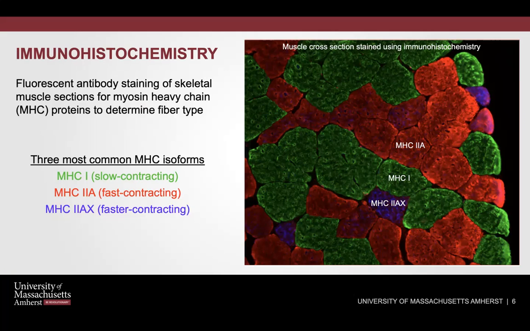The most common isoforms found included MHC1, which are depicted in green here, and these are the slow contracting proteins. MHC2A fibers are faster contracting and are depicted in red here. Even faster contracting are MHC2A2X, shown in purple here. The MHC2A2X is a hybrid of the MHC2A and the MHC2X, though MHC2X are hard to find.